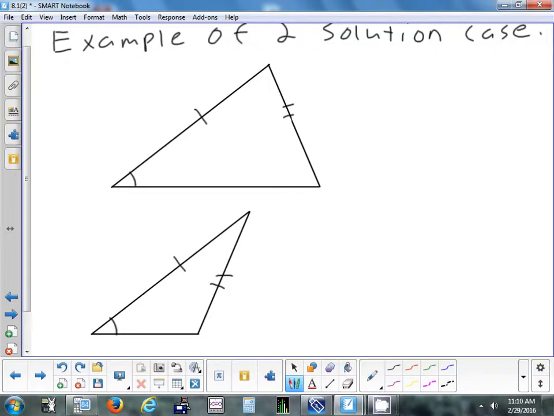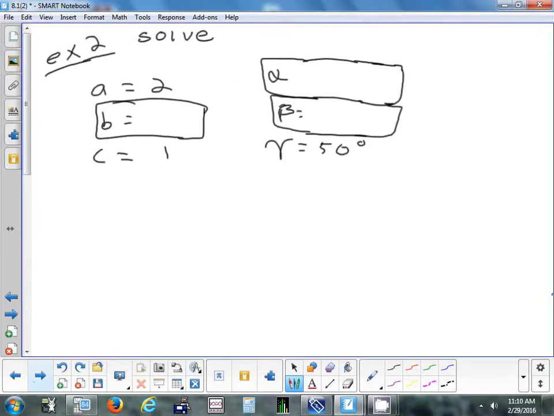Okay, so any questions on visually how you can get two solutions? All right, so we looked at the two solution case. Before break, we looked at the one solution case. What's the other thing that can happen? No solution. All right, so let's go through the arithmetic first, and then I'll try to make a sketch of something that has no solution.